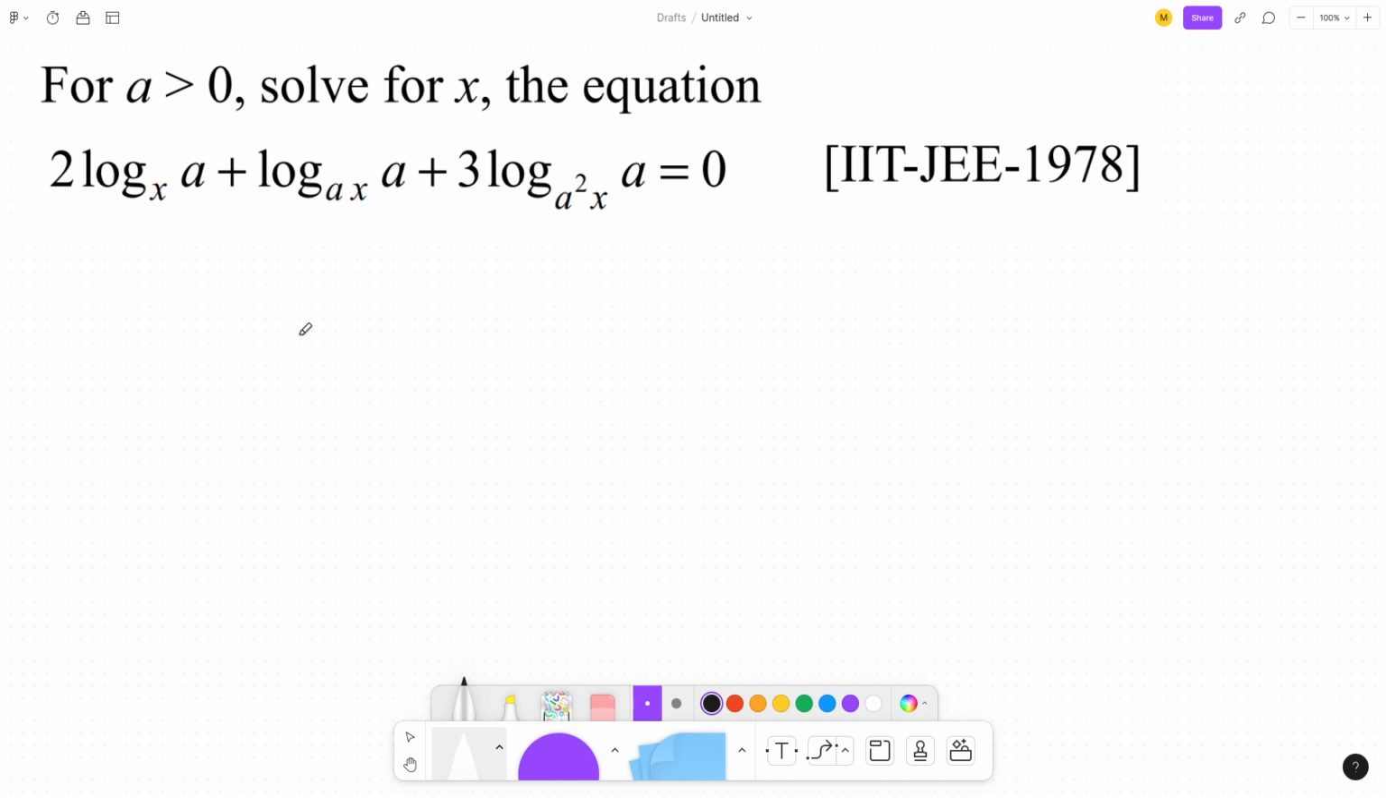Okay, I hope that you have tried. Now let's try to solve this one. Here we can apply various properties of logarithms in order to simplify this expression.